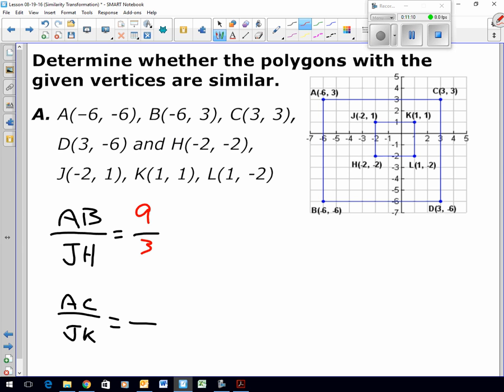How far is it from A to C? 9. If you don't believe me, 1, 2, 3, 4, 5, 6, 7, 8, 9. All right? How about J to K? 3, right? Now, these are squares, and one of the things you should know about a square is that all the side lengths are the same. So if I asked you for the side length of CD, it would be 9, and KL would be 3. What about the bottom? D to B? 9 and 3. Good, and L to H. Everybody with me there?